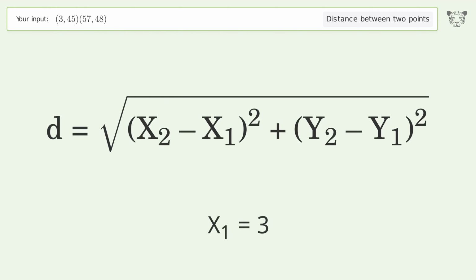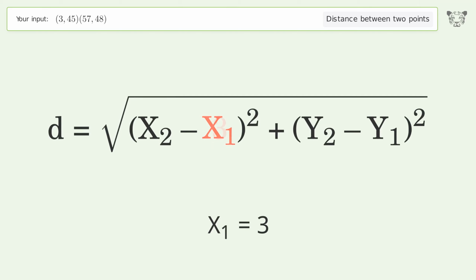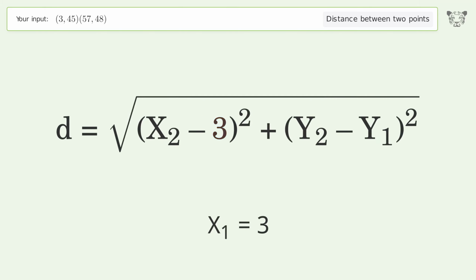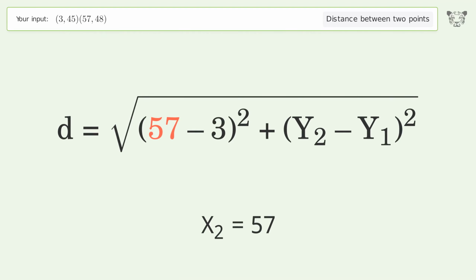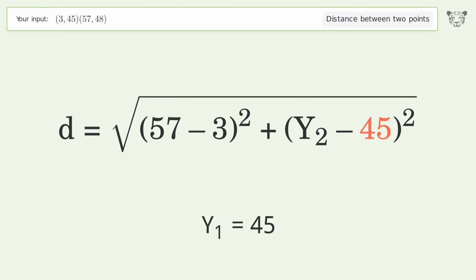x1 equals 3. x2 equals 57. y1 equals 45. y2 equals 48.